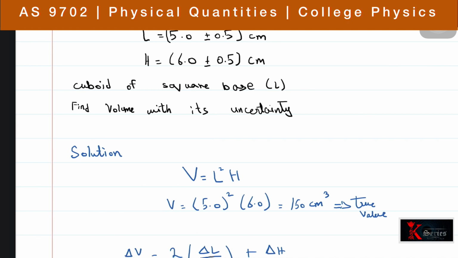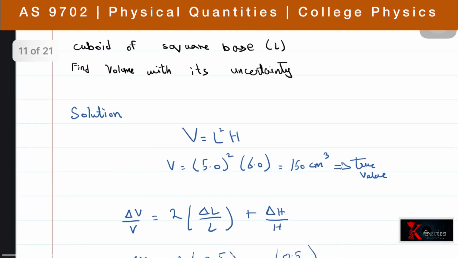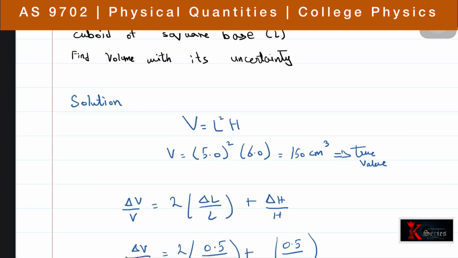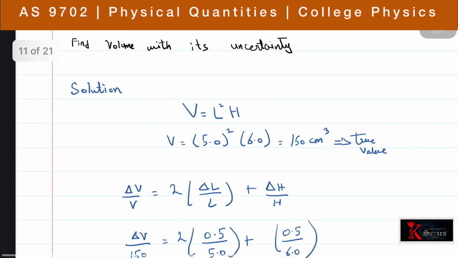However, in order to find the fractional uncertainty in this question, what we're going to be doing here is that we're going to be adding the fractional errors. So how do we do that? We take the absolute error in V upon the true value of V, and it is equal to 2. What was 2? 2 was the power of L, right? So we multiply 2 by the fractional error in L, and we add it with the fractional error in H, right?